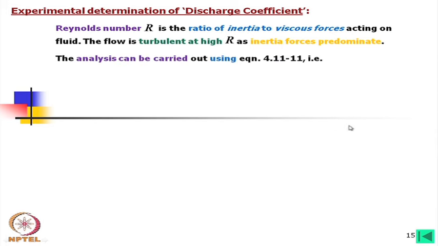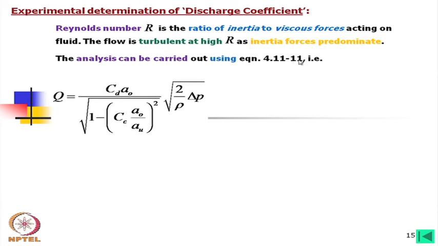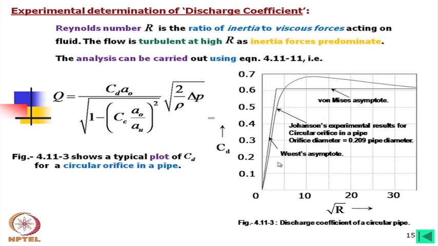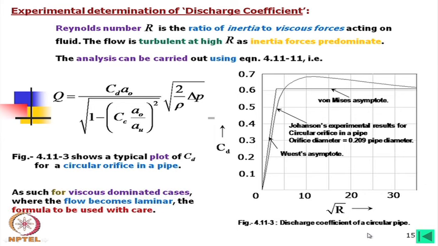The analysis can be carried out using equation 4.11, which we have already expressed earlier. Now, using these equations, the CD plot is shown here. So, from that we can consider the CD and the other values, and we can easily calculate Q. As such, for viscous dominated cases where the flow becomes laminar, the formula is to be used with care. This means that in that case the Reynolds number will be low. We have to take care. Suppose it comes in this zone, probably we have to consider the actual CD whatever is there.